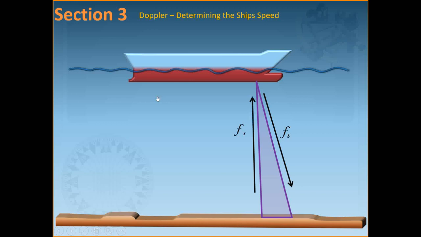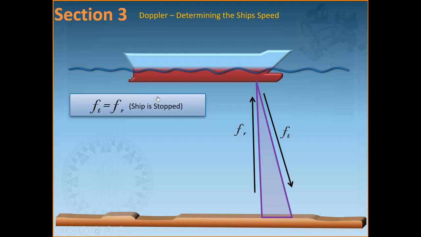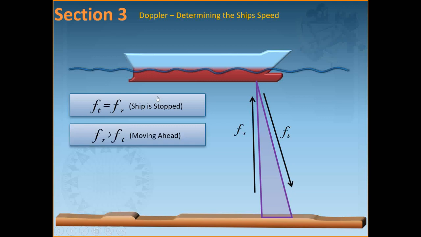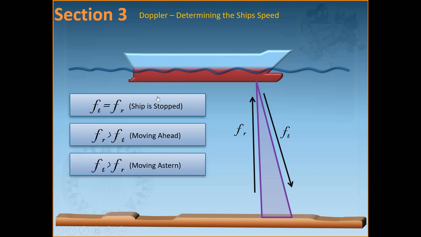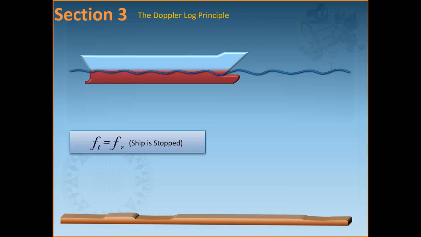So this is frequency transmitted, Ft, and Fr is the received frequency. When comparing both the transmitted and the received frequency, the following can be inferred. If the frequency received is the same as the frequency transmitted, the ship must be stopped. If the frequency received is greater than the frequency transmitted, the ship must be moving ahead. And if the frequency received is less than the frequency transmitted, the ship must be going astern.